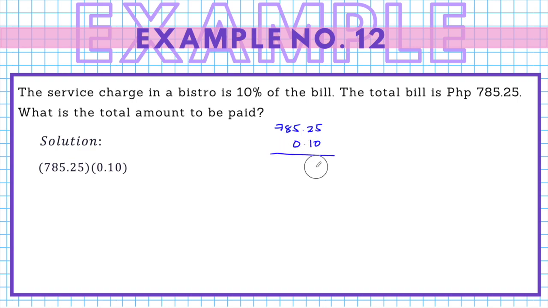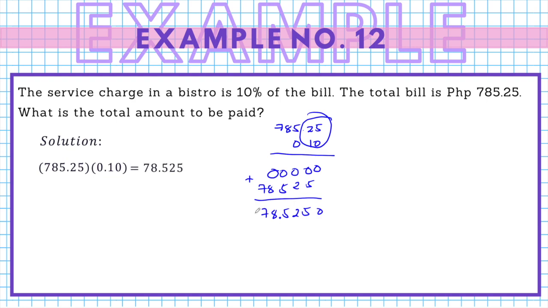Multiplying this, we have 0, 0, 0, 0, and 0. And then we multiply this one by 1. We have 5, 2, 5, 8, and 7. Now, of course, we have to add this. We have 0, 5, 2, 5, 8, and 7. Now, since we have 4 decimal places, we move the decimal place from the right to the left 4 times. So 1, 2, 3, and 4. Then it means the service charge of the bistro is 78.525.